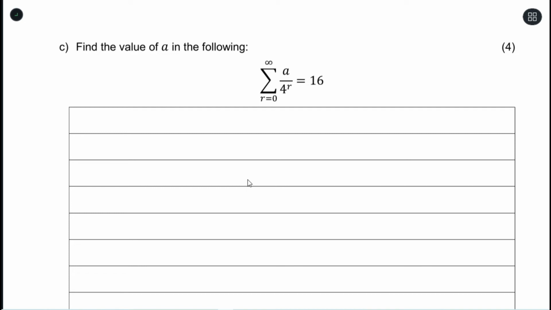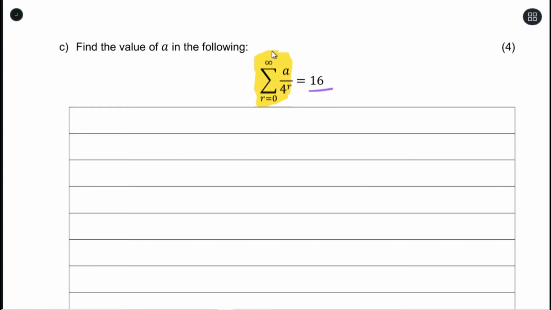C. Now, this question says, find the value for A in the following. We have a sigma with an infinity on top of it, and below the sigma you see r equals 0. The expression in our sigma is a over 4 to the power r. One thing you need to always know is that this whole thing is the sum. This equals sign is the evaluation of our sigma. So this whole sigma gives me 16.